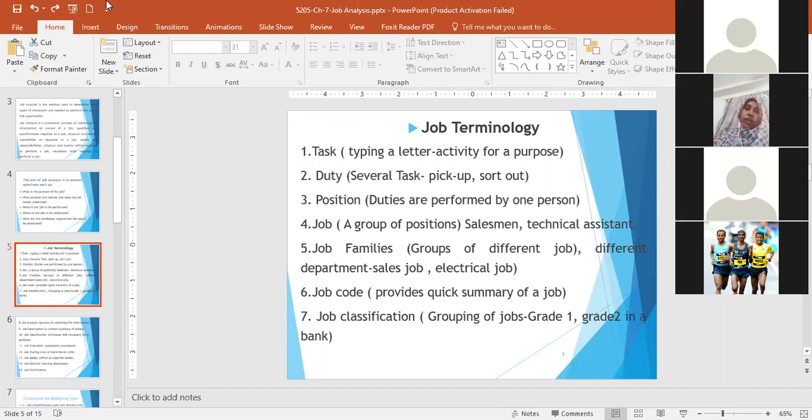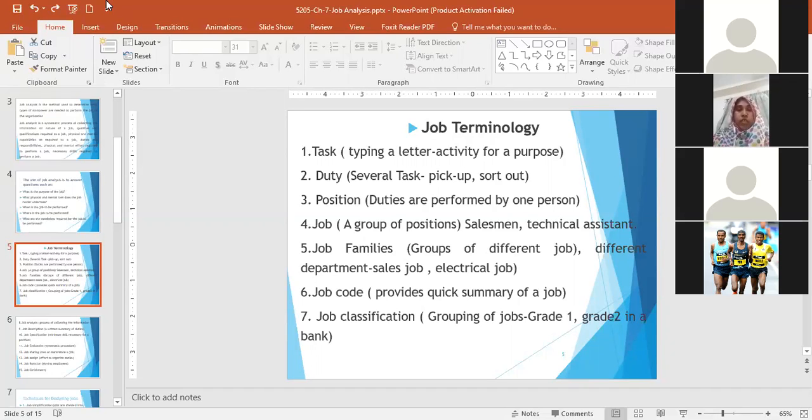So in case of any organization, they use the job code so that they can provide a quick summary of a job. And number seven is job classification. Here it means grouping of jobs.